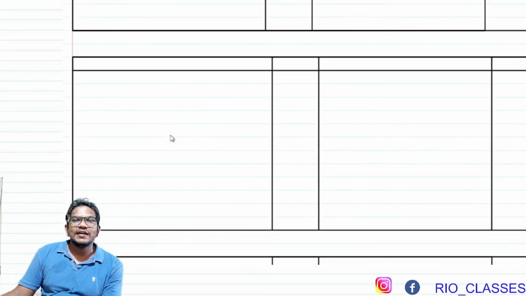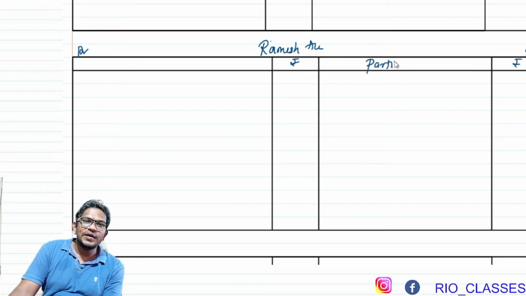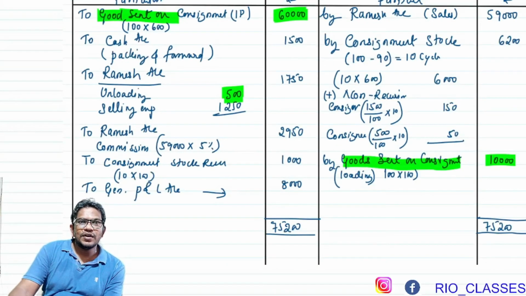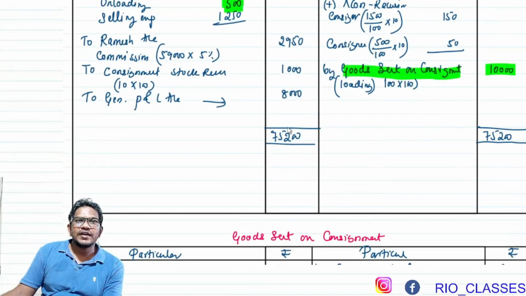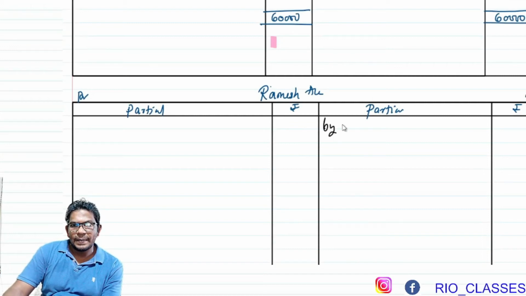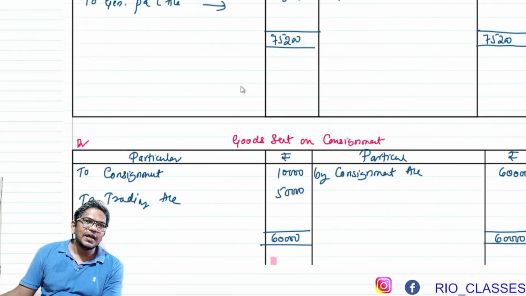Now we'll prepare the consignee account. Whatever we have debited in the consignment account, now make a credit, and at the same time all those transactions which are credited, make a debit. So one by one we'll go. Here we have, just have a look. First is Ramesh account. How much is that? 1,750. We have debited, right? Make a credit by consignment account. How much, my dear student? 1,750.